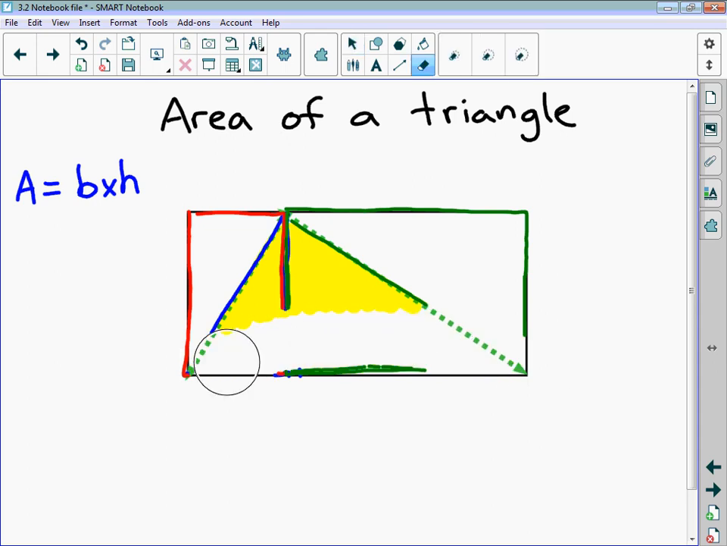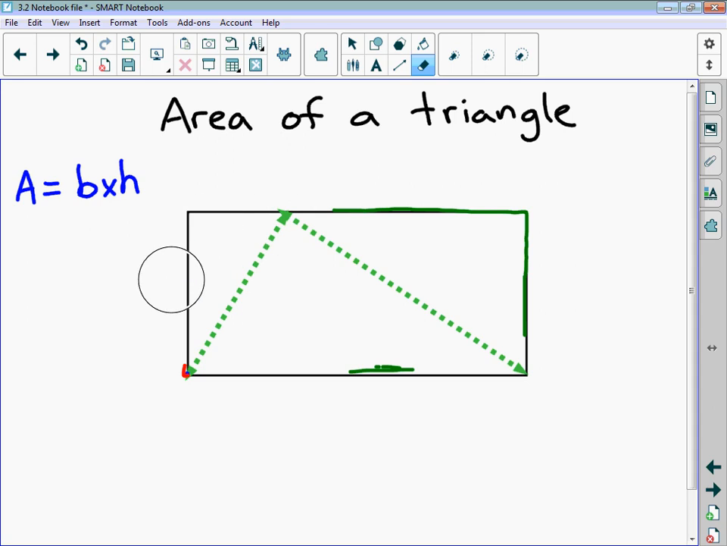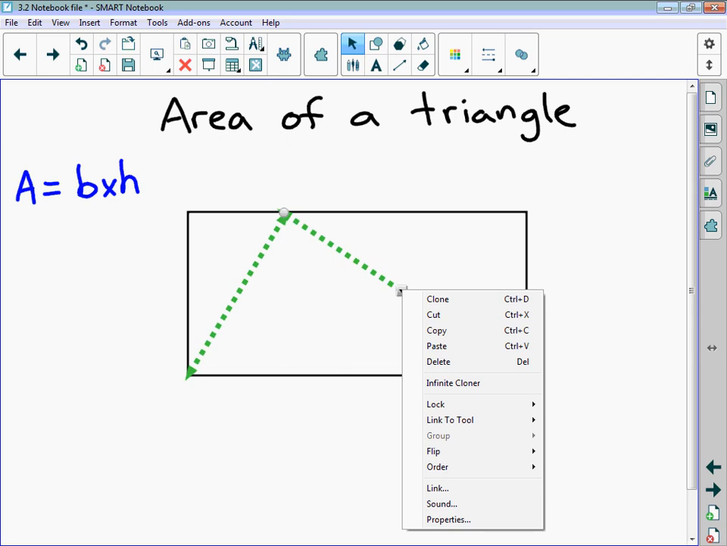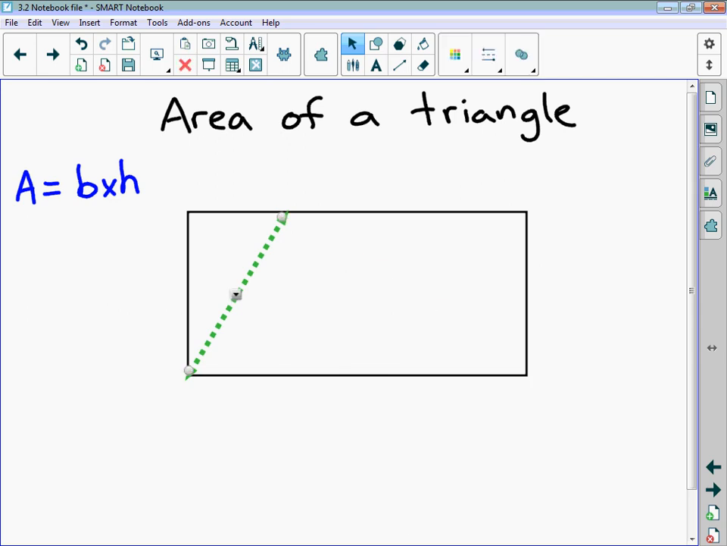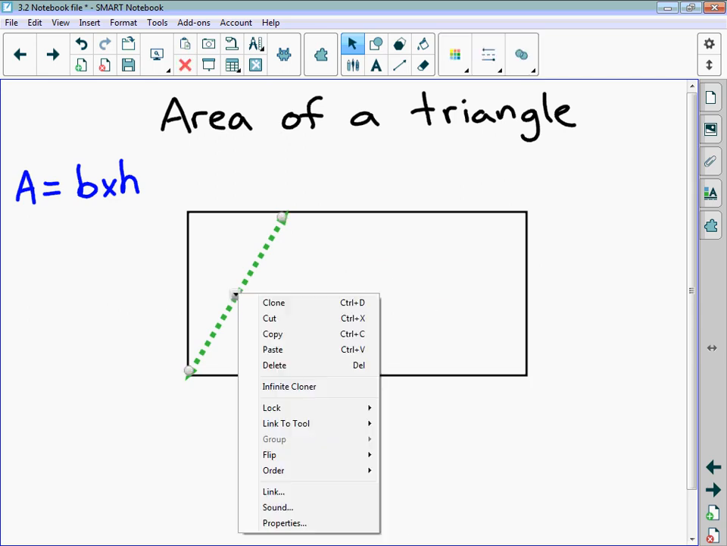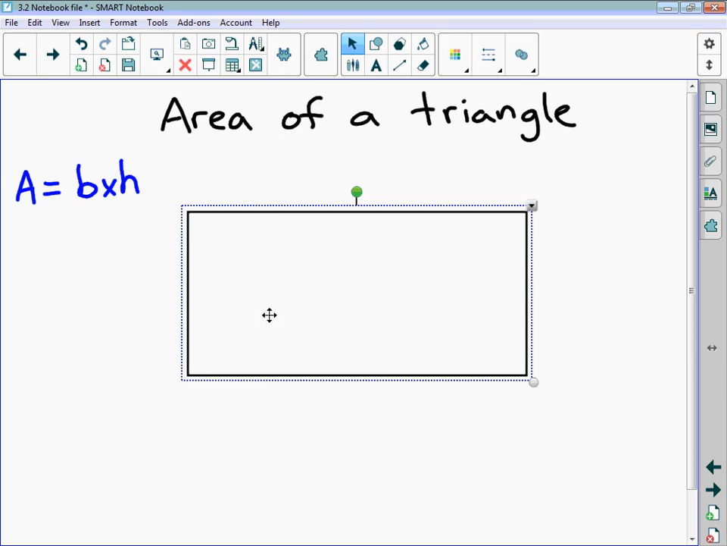That may have been a bit confusing. But really what this means is that every triangle can have a rectangle drawn around it, and the triangle is always going to take up half of the space of that rectangle. So let's get these out of the way quick.